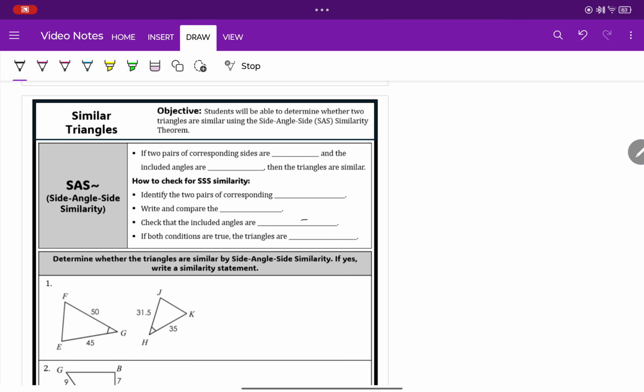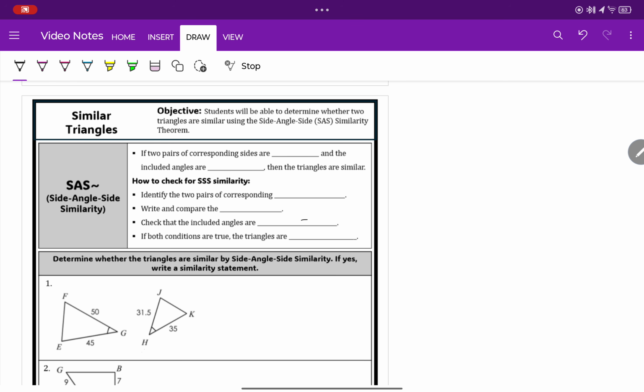Recently, we have been looking at triangle similarity. We have gone over our side similarity theorem. We have covered our angle similarity theorem. And now today, we are looking at our side similarity theorem.